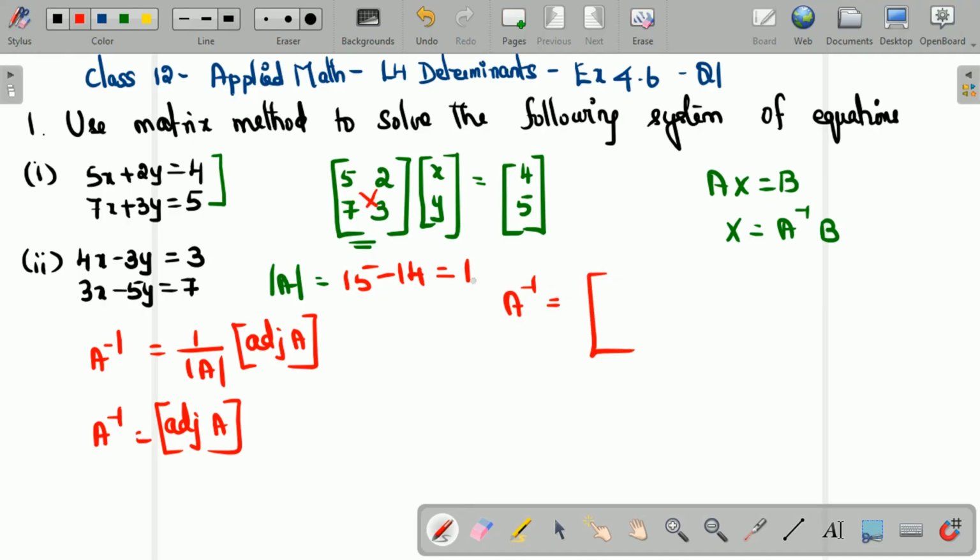So now let's calculate the adjoint of the A matrix, that is the inverse directly. For a 2 cross 2 matrix, what do we do? We swap these elements. So this becomes 3, this becomes 5, and this becomes minus 2 and this becomes minus 7. So this is the adjoint matrix and also the inverse matrix.